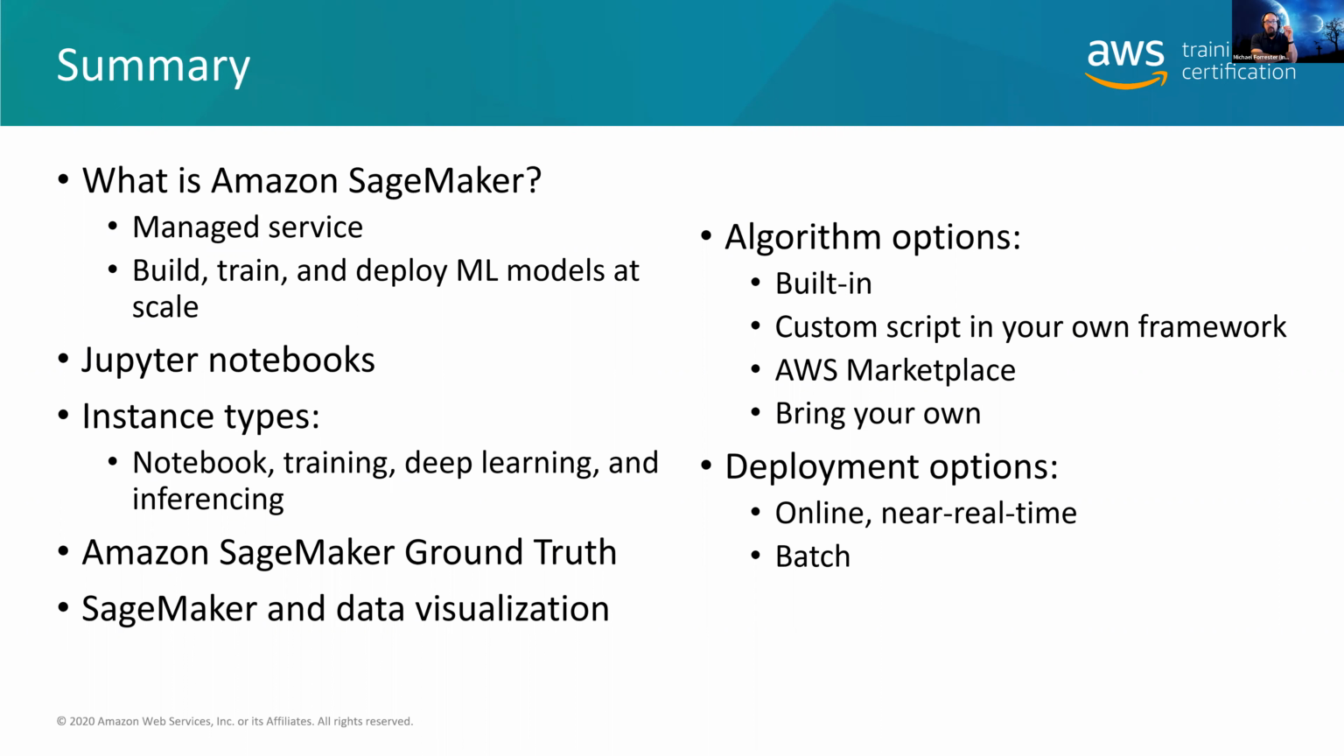You can use a built-in algorithm, use a custom script in your own framework, use the marketplace for algorithms, or you can bring your own. Your deployment options relate to being either online real-time or batch, where it's going to process a large data set at one time. Any current questions about SageMaker at the level that we're currently operating at?